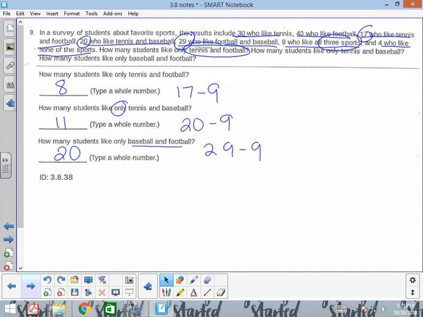Okay, so that is the end of the notes for 3.8. Now you're hopefully ready to do the homework.